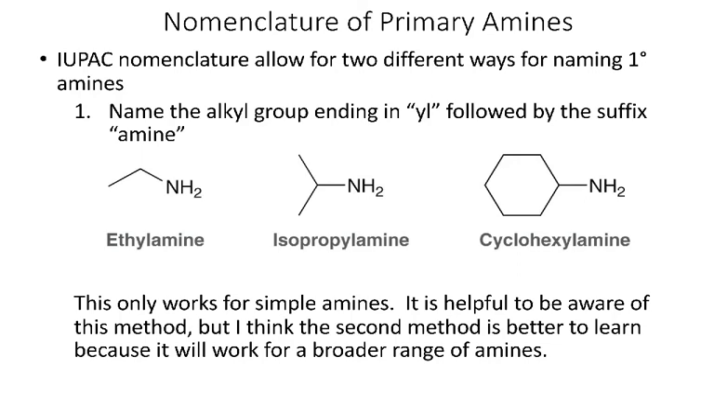There are two IUPAC methods for naming primary amines. This first one works best for simple amines. What we do is we just name the alkyl group that is attached to the amine. So we would call this ethylamine, this would be isopropylamine, this would be cyclohexylamine. But I will say this method really only works well for simple amines, so it's good to be aware of this method because lots of people will use it, but when you're studying for the tests and the quizzes, I think it's easier to focus on the second method because it's going to be more able to be universally applied.